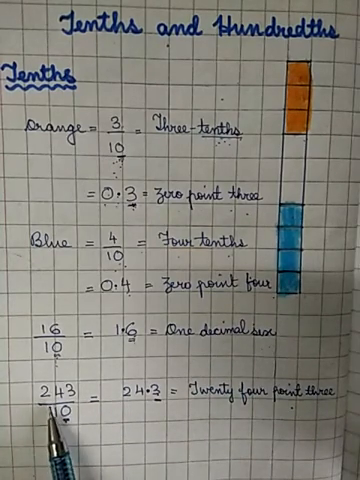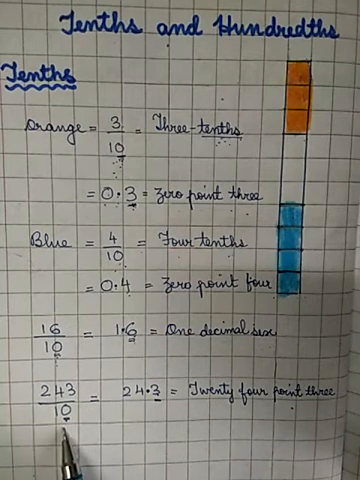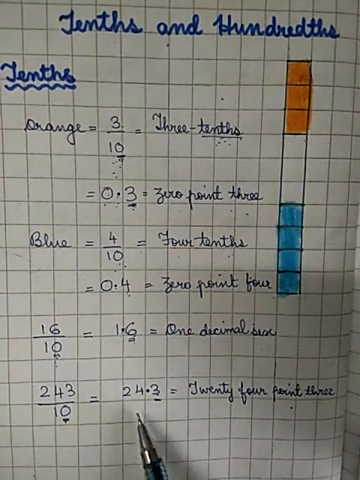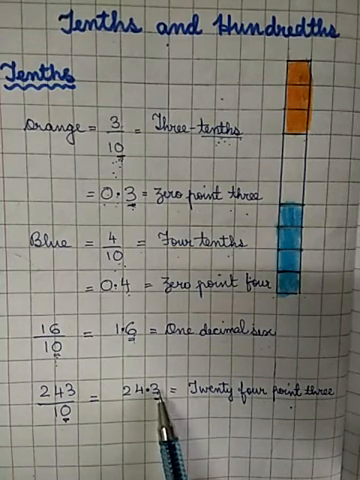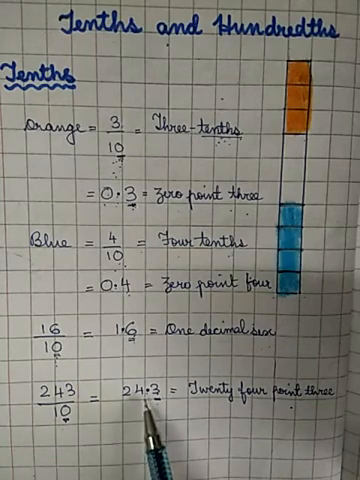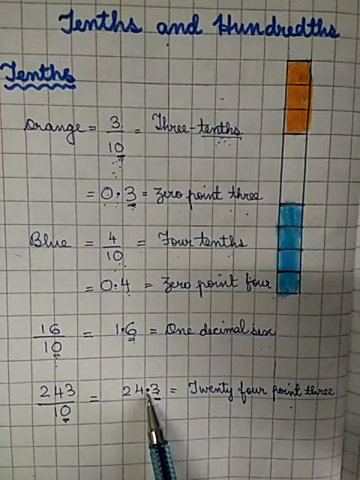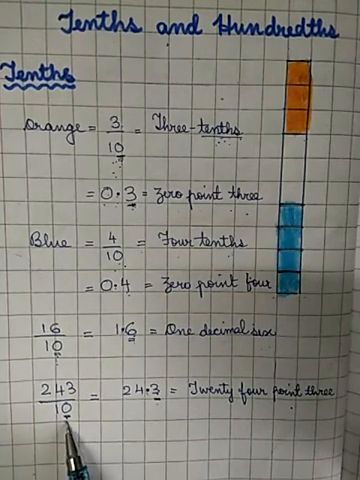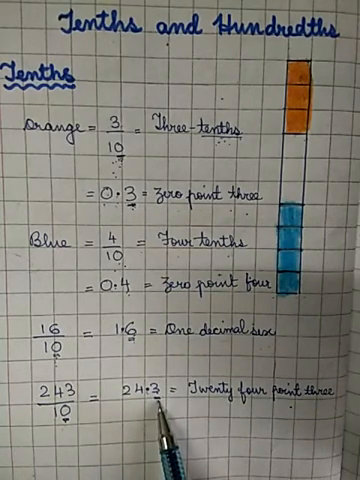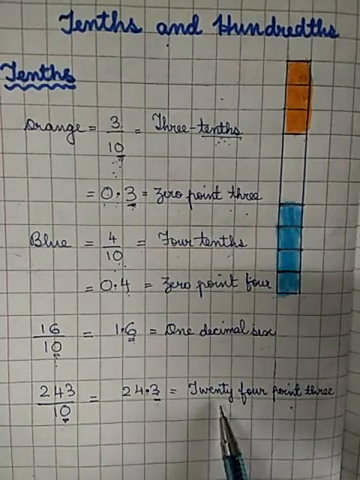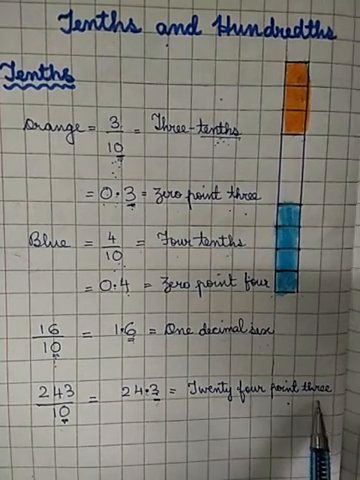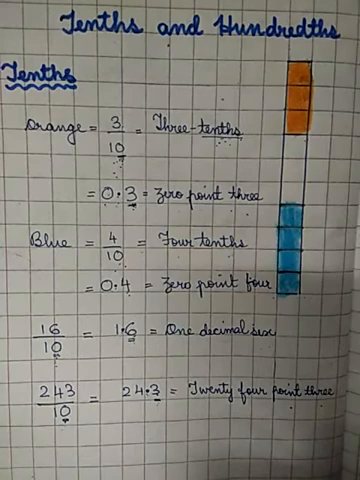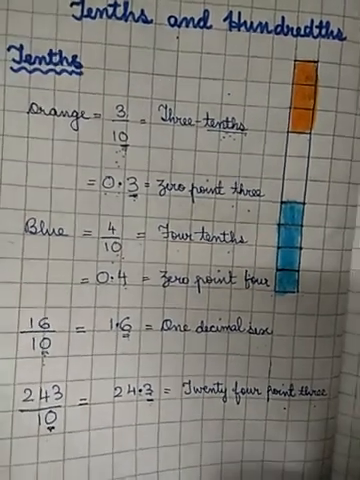Next, I have written a slightly bigger number in the numerator. This is 243 by 10. So what is the rule? You will first write 243. From the right side you will count and put a point. So where did you put the point? You put the point here because you have only 1 zero. So after the decimal, there is only 1 digit. And how do you read this? You read this as 24.3.